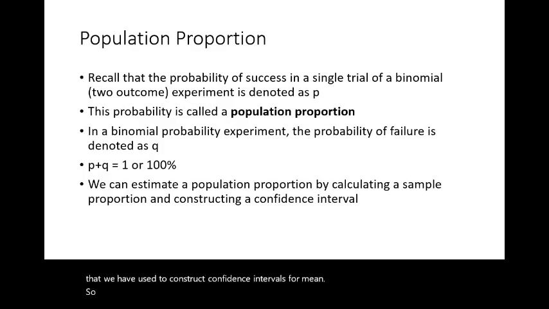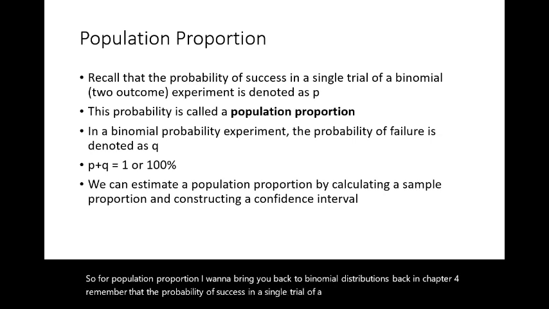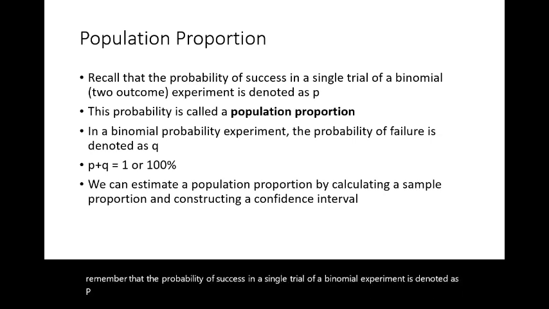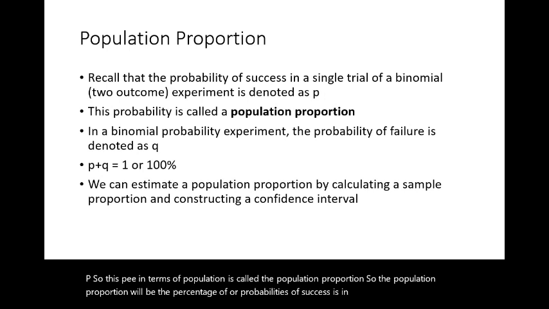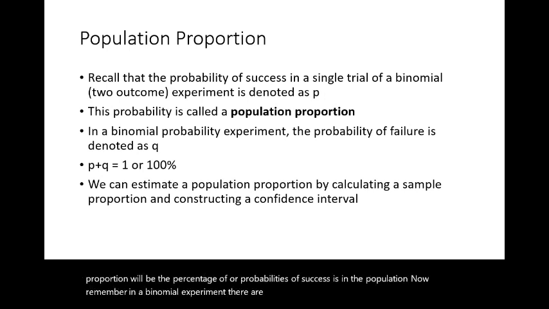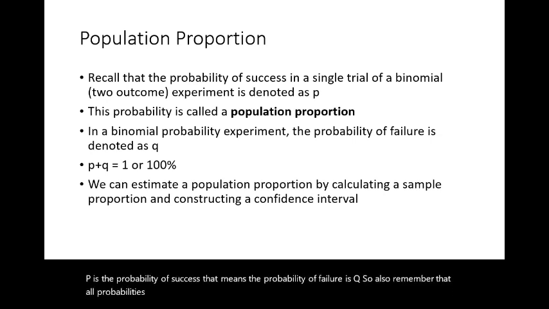So for population proportion, I want to bring you back to binomial distributions back in Chapter 4. Remember that the probability of success in a single trial of a binomial experiment is denoted as P. So this P, in terms of population, is called the population proportion. So the population proportion will be the percentage of or probabilities of successes in the population. Now remember, in a binomial experiment, there are only two outcomes, success and failure. P is the probability of success. That means the probability of failure is Q. So also remember that all probabilities in a sample space need to add up to 1. So P, probability of success, plus Q, probability of failure, is equal to 1, or they add up to 100%.